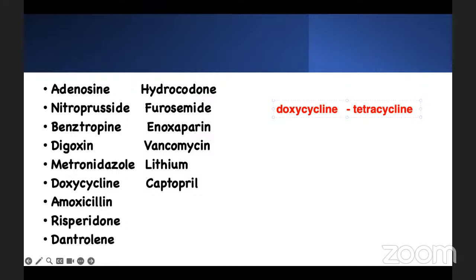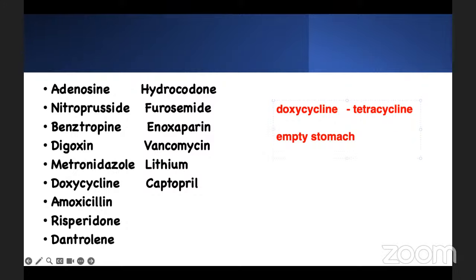What is the biggest thing about this? There's a few of them, and you don't have to memorize it. Empty stomach. Okay, empty stomach, number one. If you want to eat, then you take it 2 hours after eating.